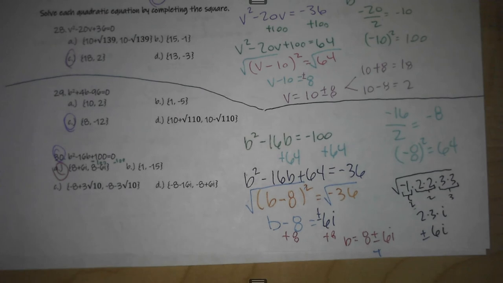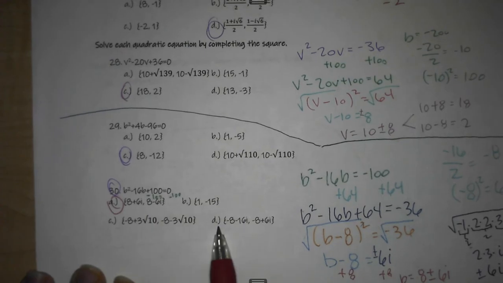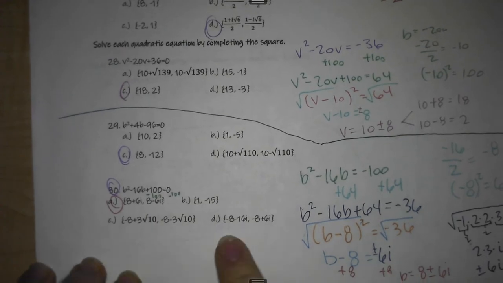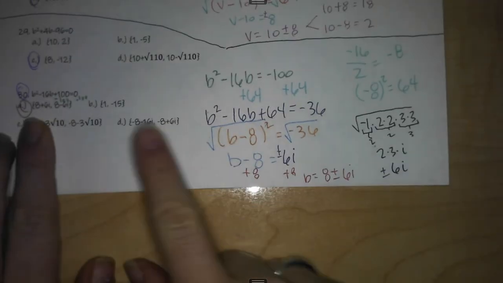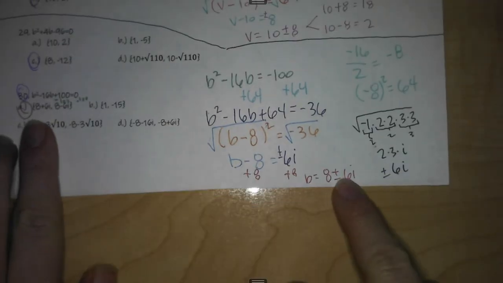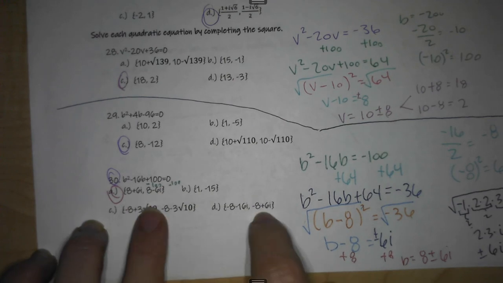So I've been saying, pay attention to signs. You notice that A looks real close to D, except for what's different? This negative in front of the 8 and the positive in front of the 8. What is our answer? Positive 8. So A is our answer. So you're going to have to pay real close attention on your test to your signs.